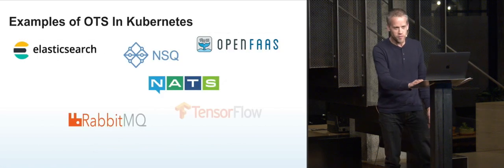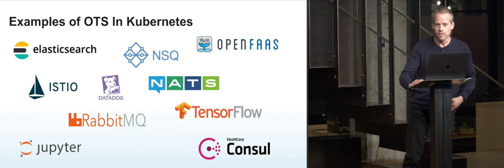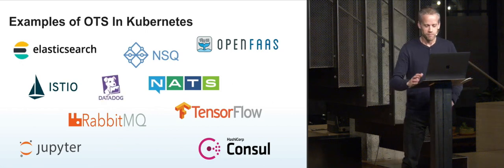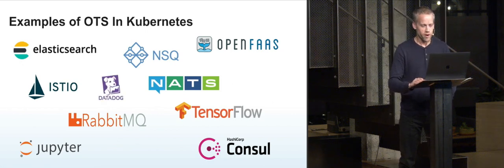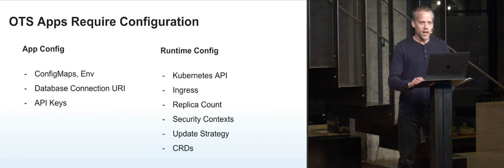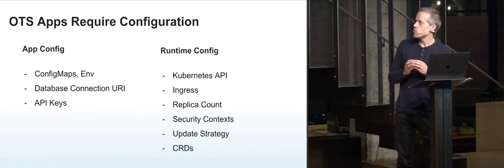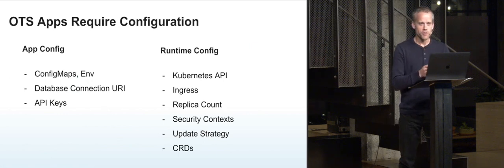Examples of off-the-shelf software that you might be running in Kubernetes, there's a lot of it. These are just some things that I think we run a lot of in our cluster. The thing about off-the-shelf software that's different than software you write is the one thing that you have to write and contribute to it is the config. And there's really two parts to the config. There's application config and the runtime config.